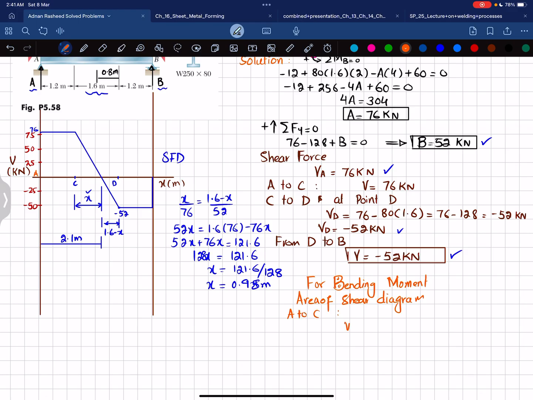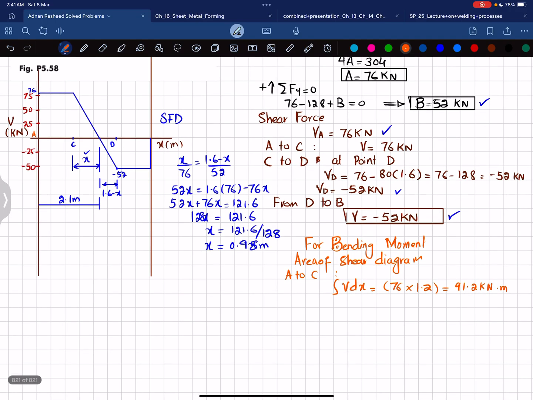The shear force will be the area under the shear force diagram, which is represented as integral of V dx. That will be equal to 76 multiplied by 1.2, and that will give you 91.2 kilonewton meter.